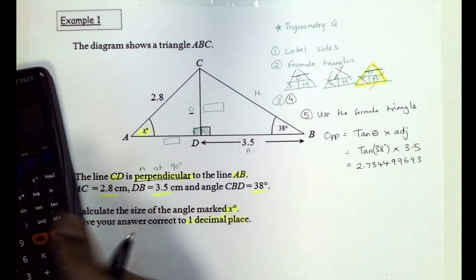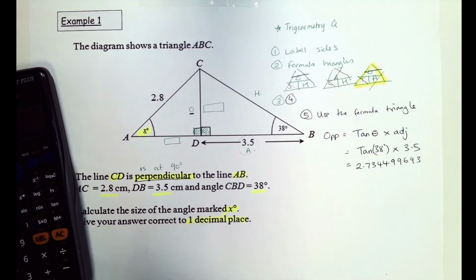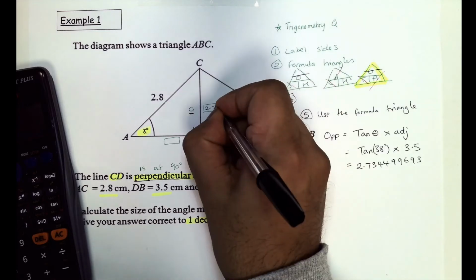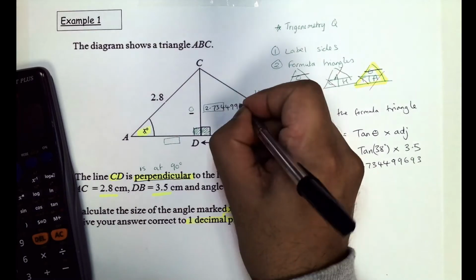A common mistake here is people say, oh, it says 1 decimal place, so I'll just round it to 1 decimal place. No, no, no, no. Only round at the end of any question. Never round in the middle of your working out. So I'll repeat that. Never round in the middle of your working out. The reason for that is it will knock off the accuracy of your final answer. So this value here is 2.734499693.